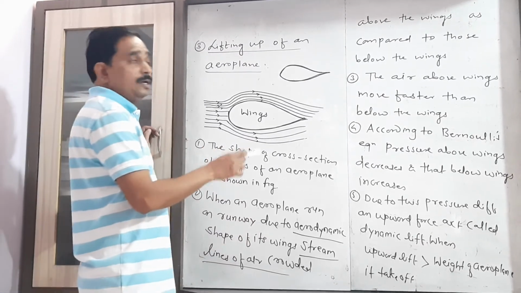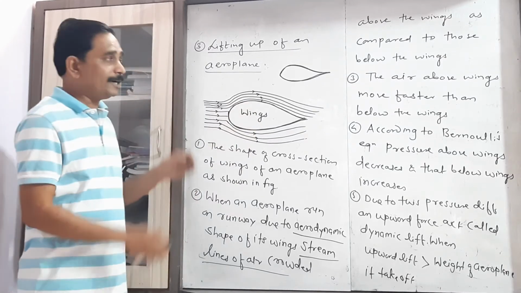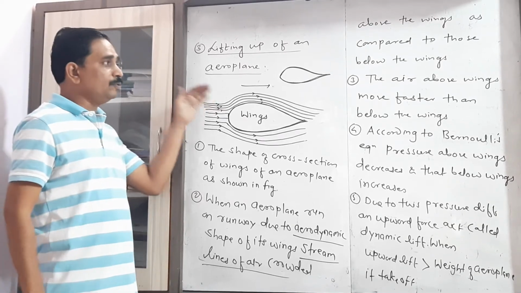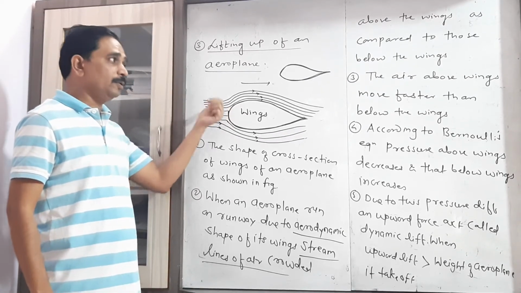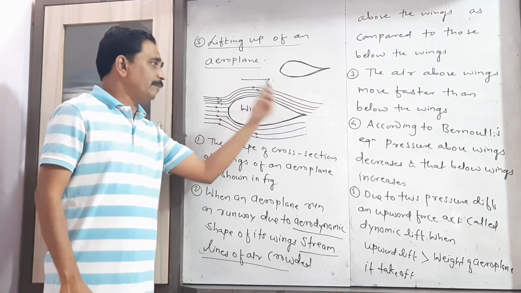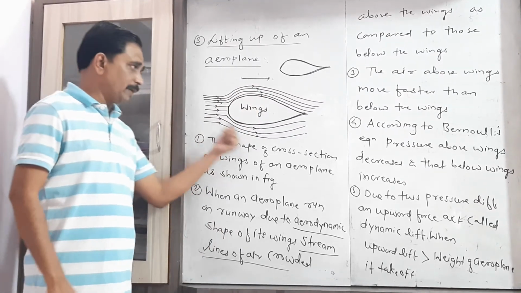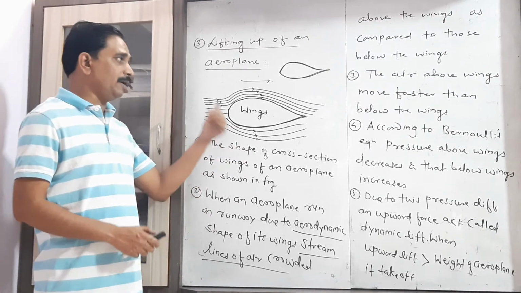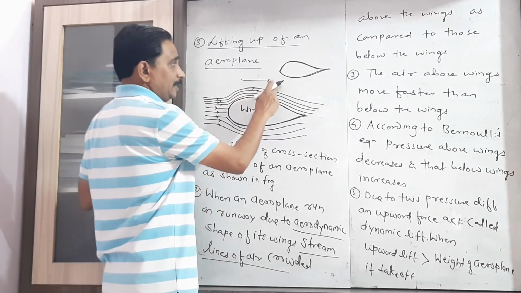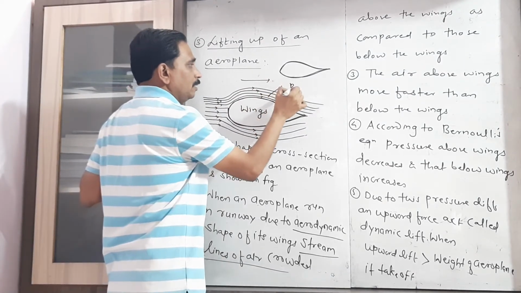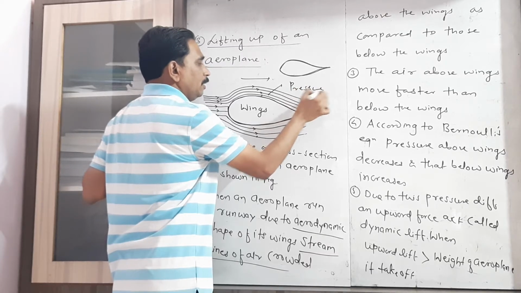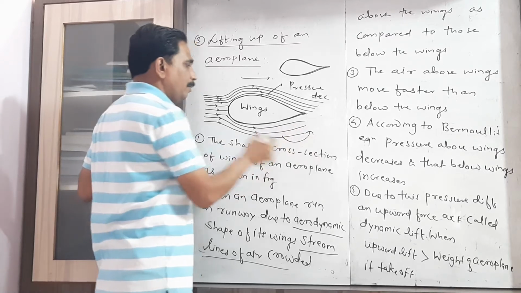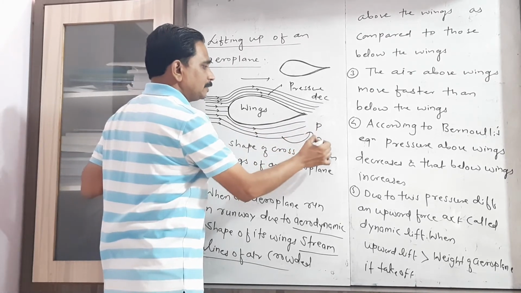Now because of this, the different layers of air move faster above the upper surface of the wings than below the wings. Now according to Bernoulli's equation, the pressure above the wings decreases, on the other hand the pressure below the wings increases.